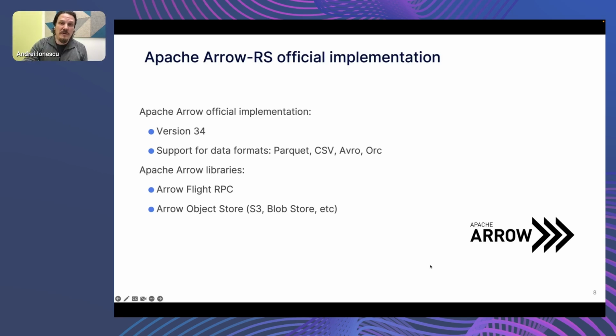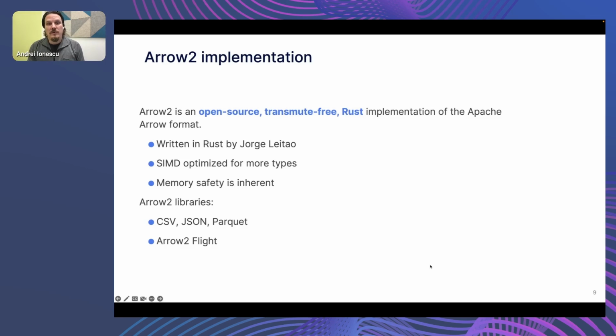Switching to the other implementation called Arrow2. Arrow2 is a transmute-free Rust implementation of Apache Arrow format. It's written by Jorge Leitao. The project does focus on simplifying the use of Apache Arrow by removing the need for data conversion steps. So that's why it's called transmute-free. It's also optimized for parallelization with single instruction multiple data vectorization, featuring more types than Arrow RS. And it's also memory safe due to Rust.